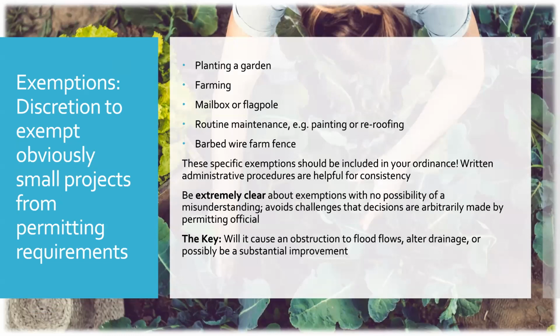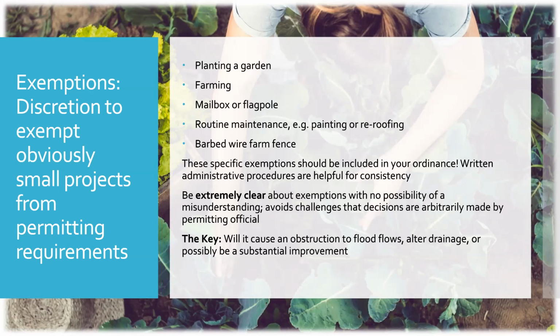So one thing that you can do is exempt small projects from permitting requirements. This will help you streamline your permitting process by avoiding having applications that don't really need to be in there. So planting a garden, putting in a mailbox. One thing we see quite often is re-roofing, where they haven't been exempted from needing a permit, but routine maintenance on a roof happens quite frequently and it doesn't really need to be permitted. Why? Because the key here is, will it cause an obstruction to flood flows or alter the drainage or possibly be a substantial improvement? Those are the things that you wouldn't want to exempt. So you're using common sense on what kind of things wouldn't be a problem.